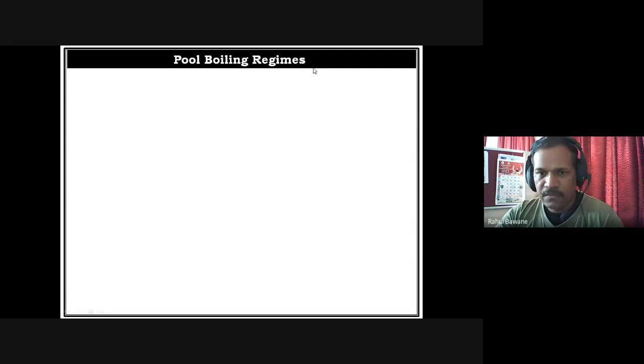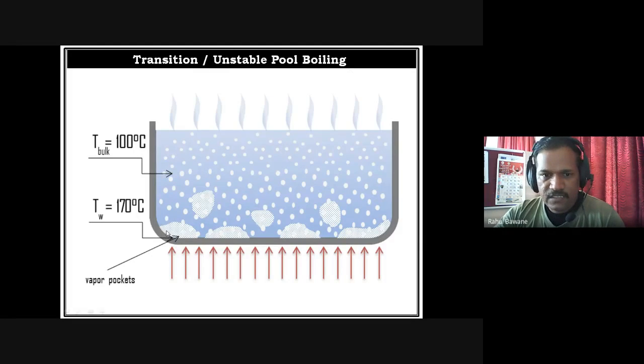In the previous picture, as we see, there is vapor formation, but still some portion is uncovered. So when this pocket moves away, a second liquid pocket will be vaporized and it covers some heating surface. So that is called unstable. There is no film formation on the complete heating surface. So it is unstable or transition.